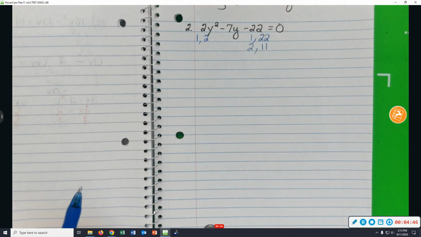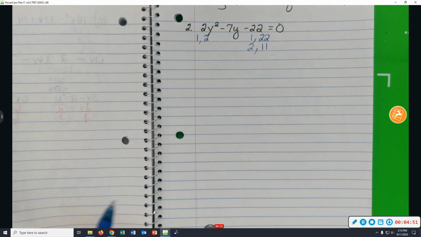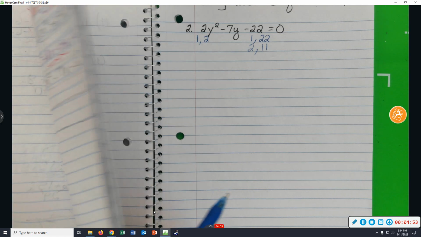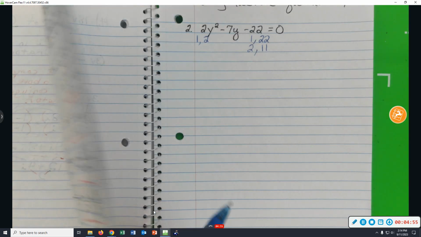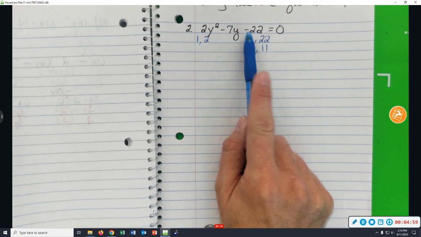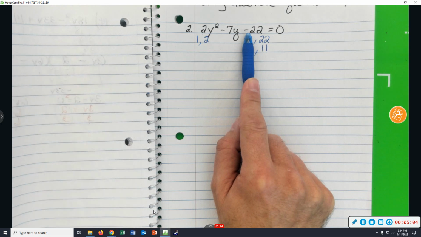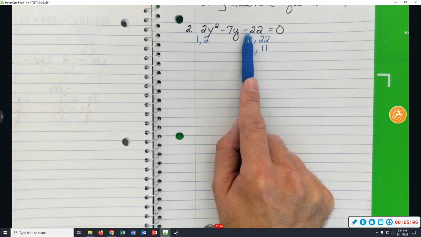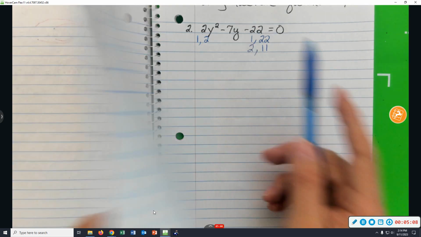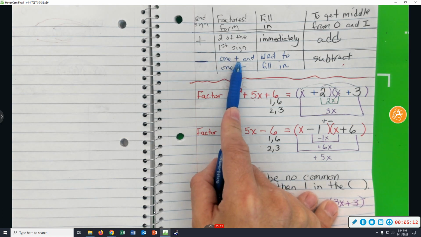Hey, remember I made a table to help y'all with the factoring. You remember how that went? This second sign is minus. So what type of numbers multiply together to give negative? What are we going to have in the factored form? 2 pluses, 2 minuses, or one of each? Second sign is minus. You'll have 1 plus and 1 minus.